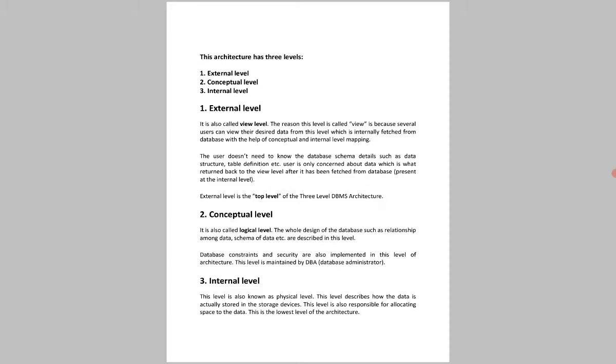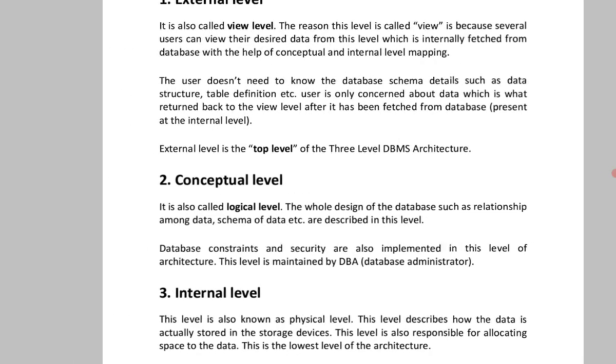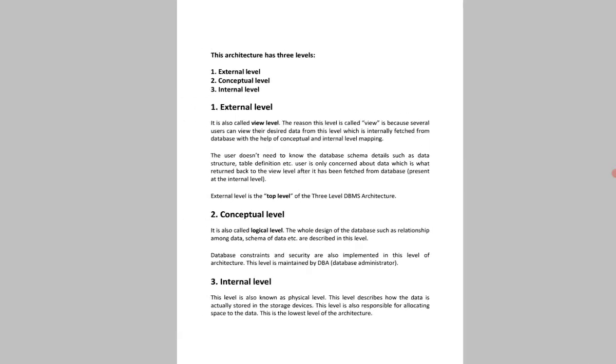So the whole database design is created at this level, including creating relationships and schemas, means structures. What is the database schema? Schemas means describing and creating database structures. And database constraints means various levels of conditions and validation checks.